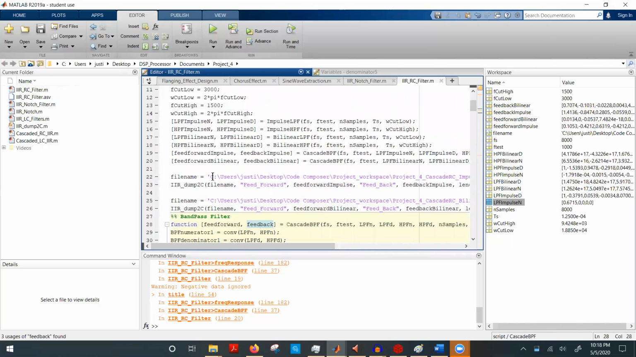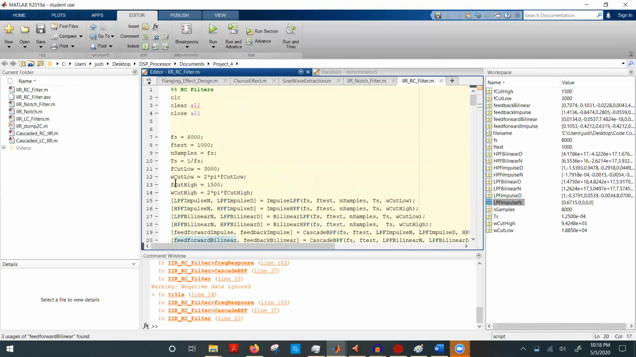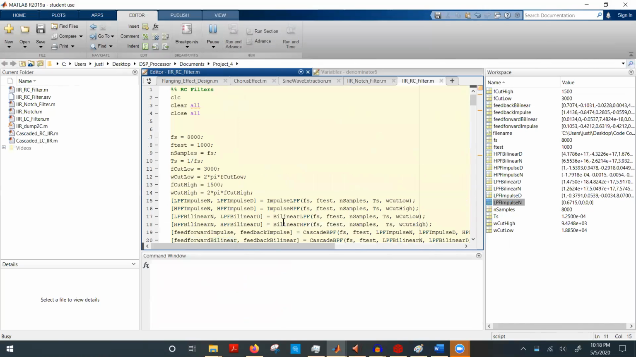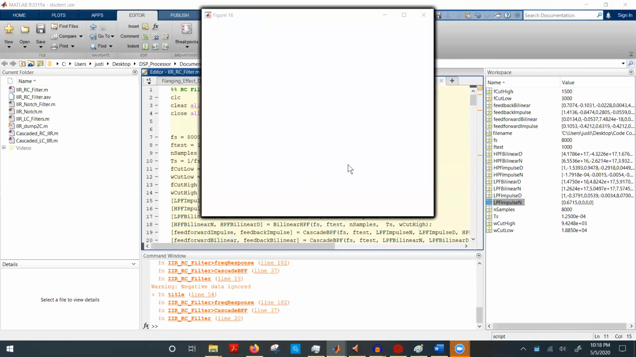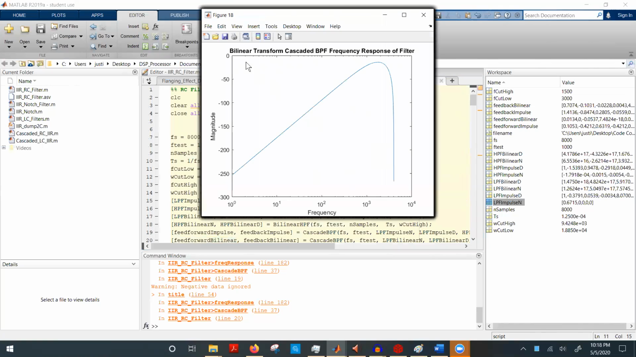So this program will do both the impulse invariance and the bilinear transform. Right now I have it set to be a bandpass filter from 1500 to 3000. So if I just run this, all right. So for the bilinear transform, this is what we see.